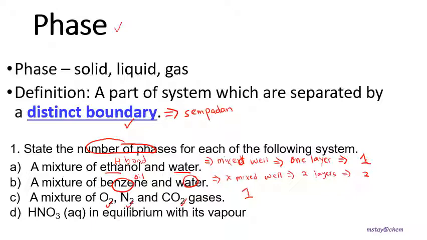Next one, aqueous nitric acid is at equilibrium with its vapor. This means that this system is going to have two phases. One is the nitric acid in the aqueous phase, and another one is in the vapor. We can see there is a boundary to differentiate the aqueous phase and the vapor phase. So that's why this mixture consists of two phases.